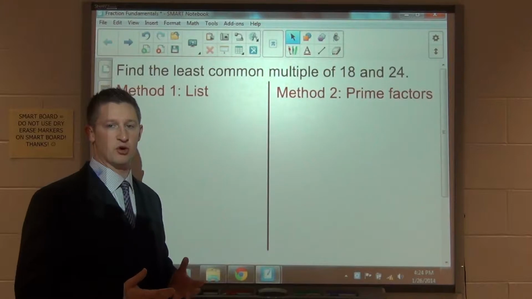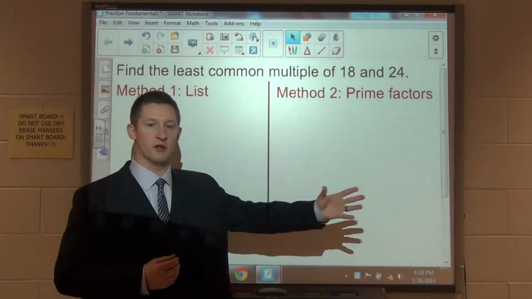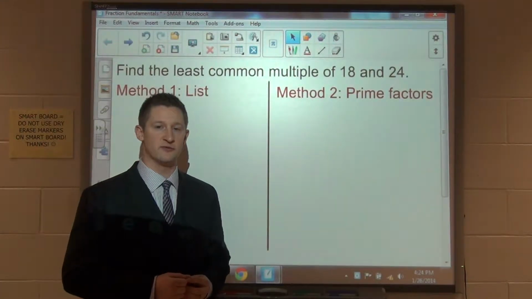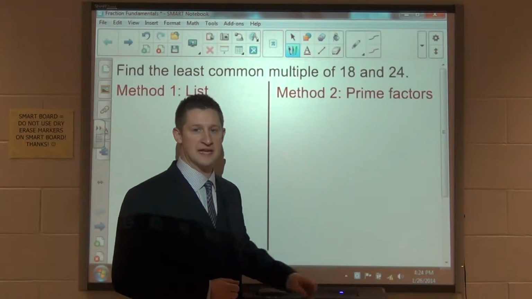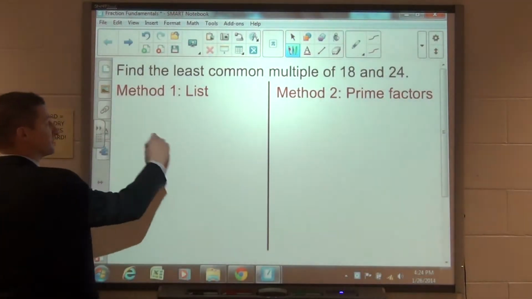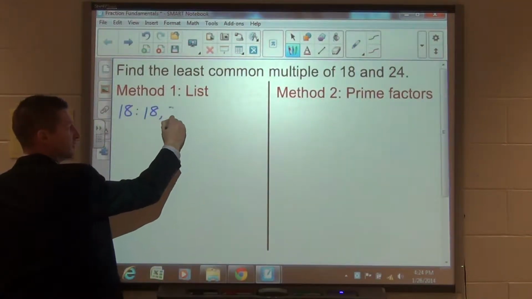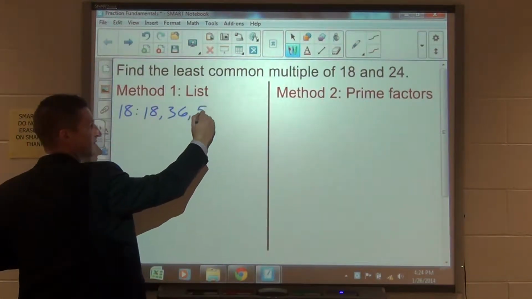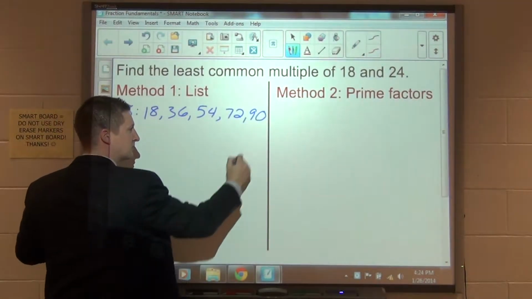Now, there's two ways to go about doing this. The first method would be to simply list all of the multiples of each number until you find a multiple that they have in common. For instance, the number 18 has the following multiples: 18, 36, 54, 72, 90, and so on.